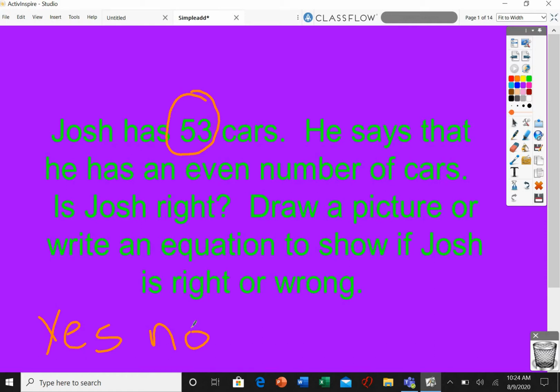Or remember, like in the last lesson where we used the doubles facts, that's an equation. An equation is just a math problem that has the numbers and the equal sign. That's an equation. So if you think that 53 is even, you ought to be able to show me that with doubles facts, like in the last lesson, remember? Okay, so pause me for just a second and I'll let you work, and I want you to prove that 53 is even or odd.